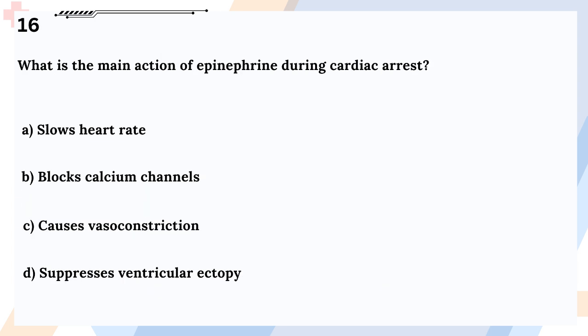Question 16. What is the main action of epinephrine during cardiac arrest? A. Slows heart rate. B. Blocks calcium channels. C. Causes vasoconstriction. D. Suppresses ventricular ectopy.